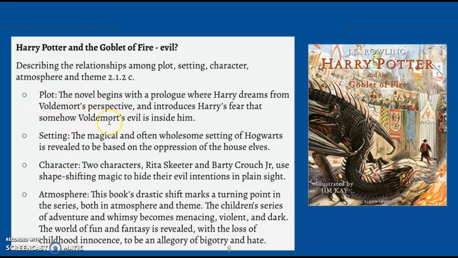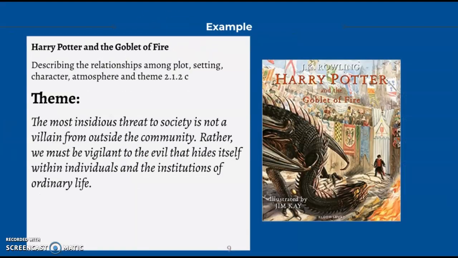So, working with these concrete aspects of the text and trying to figure out how the thematic topic shows up in each of these aspects, I was able to refine my initial understandings and come up with a statement of theme. So here, the most insidious threat to society is not a villain from outside the community. Rather, we must be vigilant to the evil that hides itself within individuals and the institutions of ordinary life.